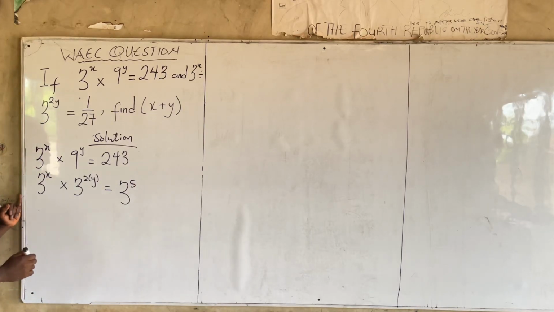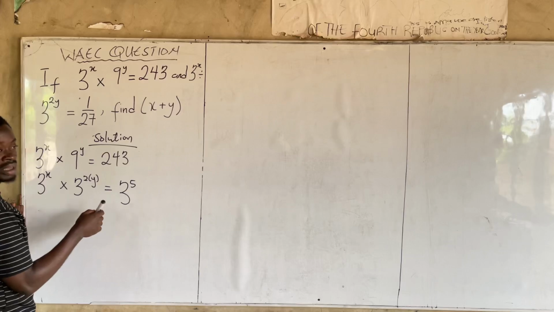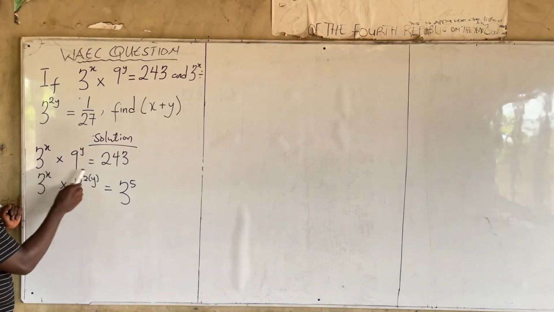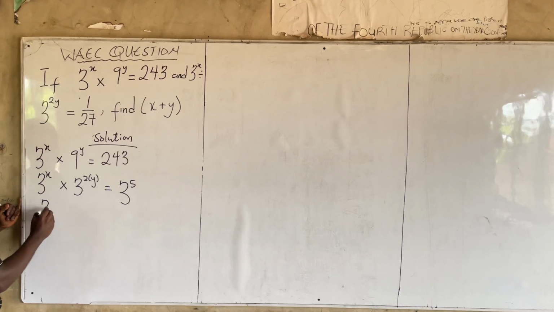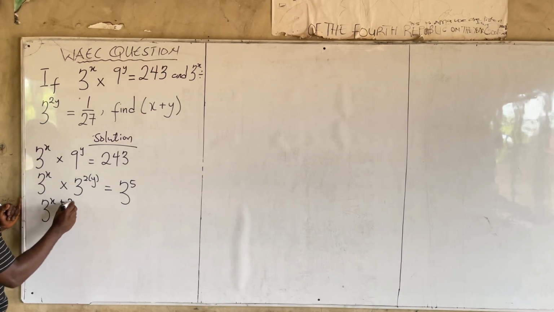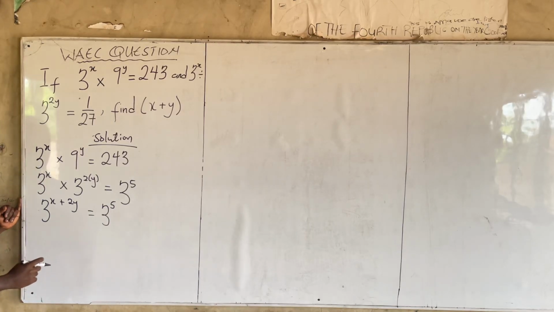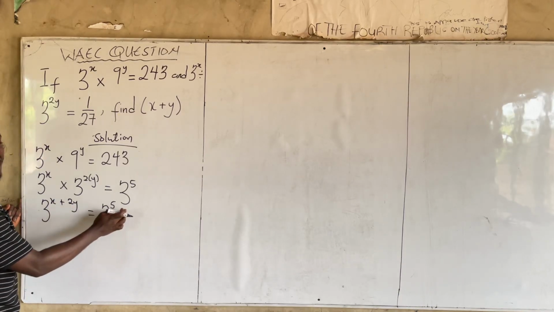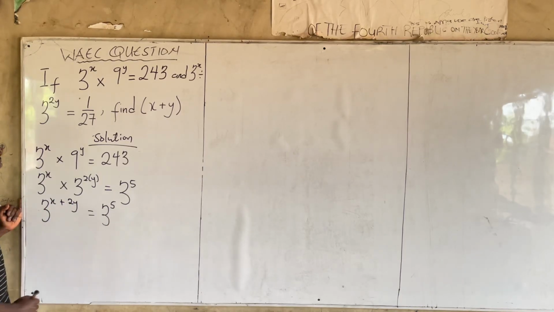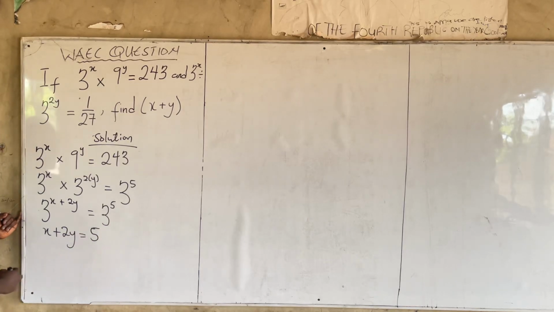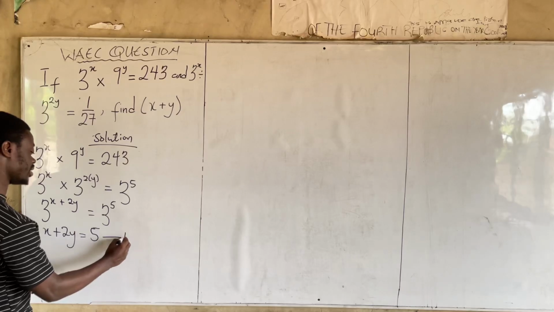Now we can see that we have 3, 3, 3, so it becomes easier for us to do it. From the laws of indices, when the bases are the same and it is multiplying, we should add the powers, or add the exponents. So now we have 3 exponent x plus 2y equal to 3 exponent 5. Good. Now the bases are the same, we have to equate the exponents. Equating the exponents gives us x plus 2y equal to 5. So this one becomes equation 1.